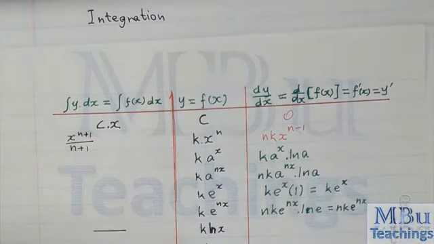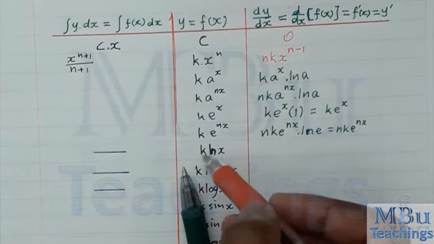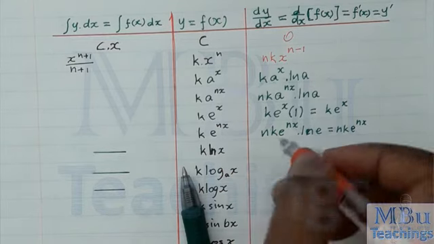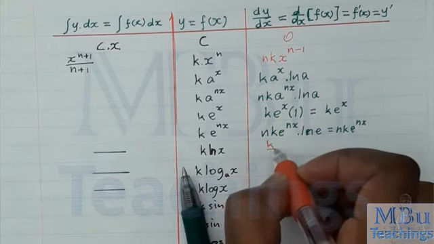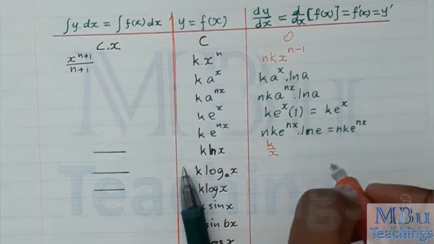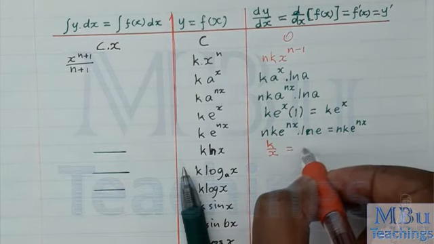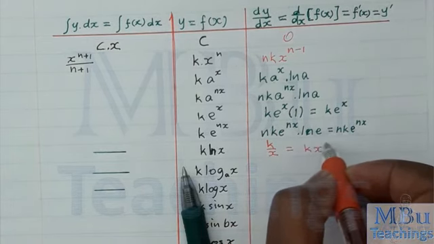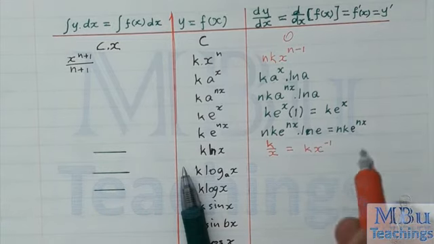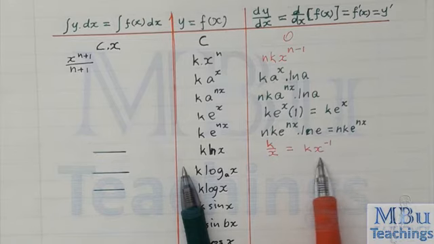Now let me bring back the red pen again. Now let us differentiate ln x. It gives 1 over x, or in our case it will be k over x. So in other words, this is equal to kx to the power minus 1. Right. Can we integrate this? Let's try to integrate this and see what happens.